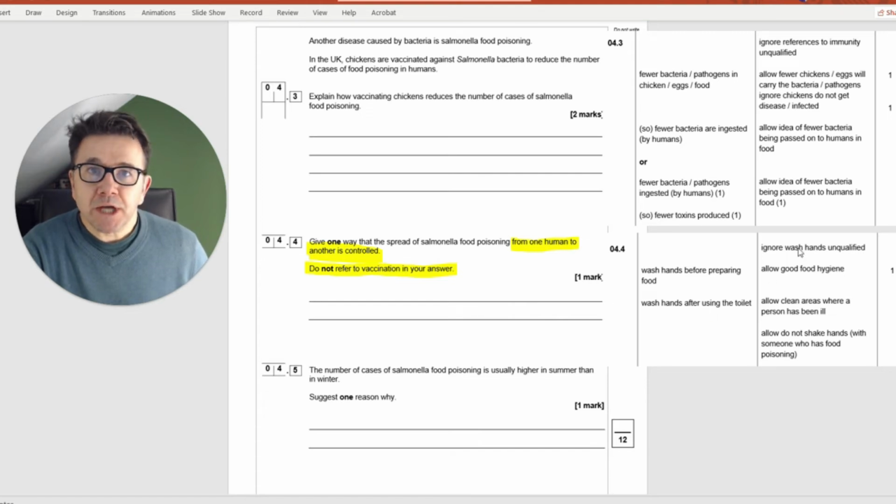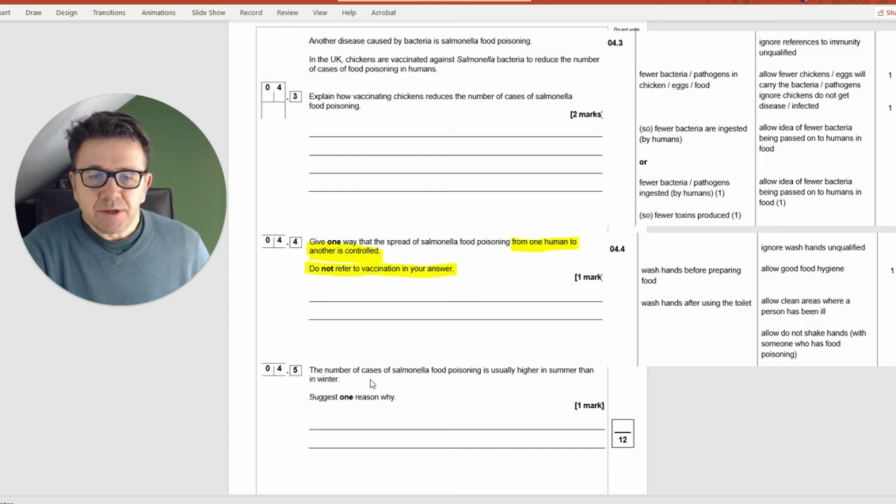If you just said wash hands, that's what we call an unqualified answer, and it wouldn't get the mark, sorry. Allow good food hygiene, allow clean areas where the person has been ill, don't shake hands with someone who has food poisoning. So those kinds of things related to human, from one human to another.